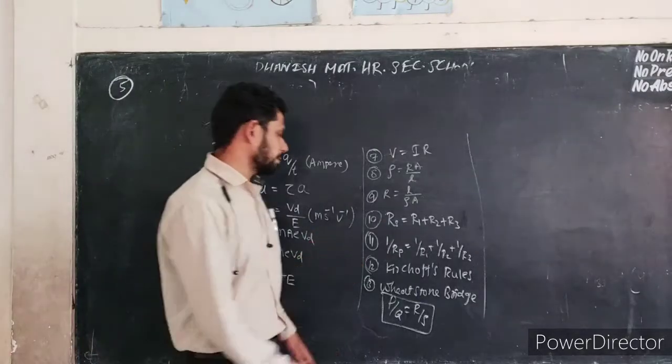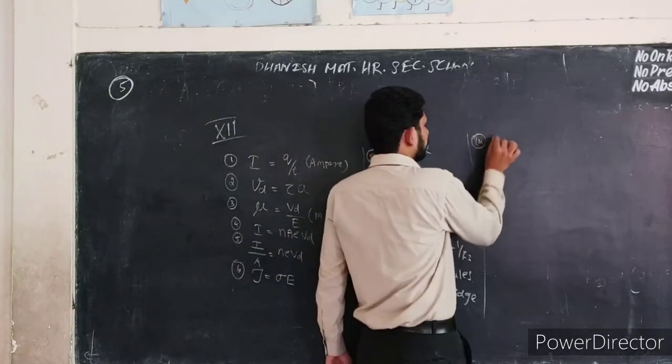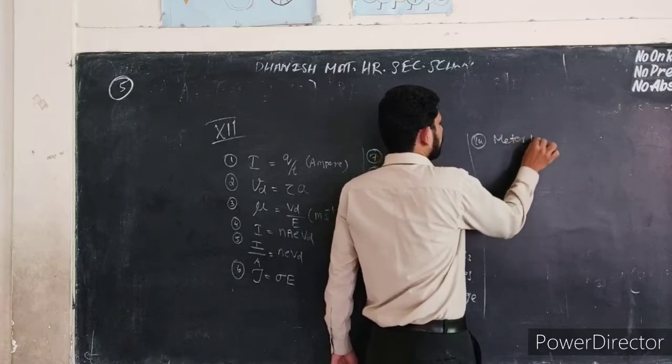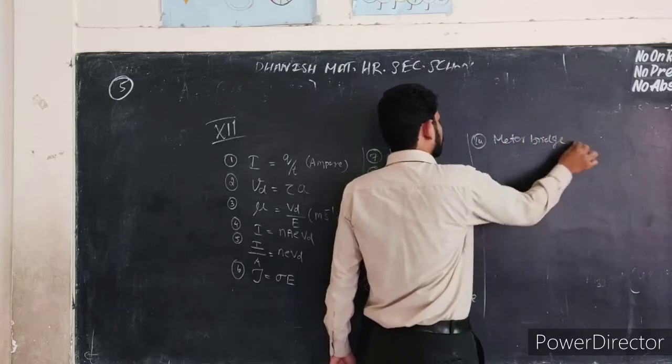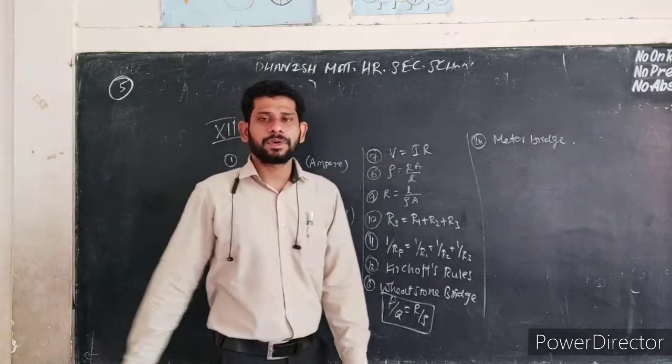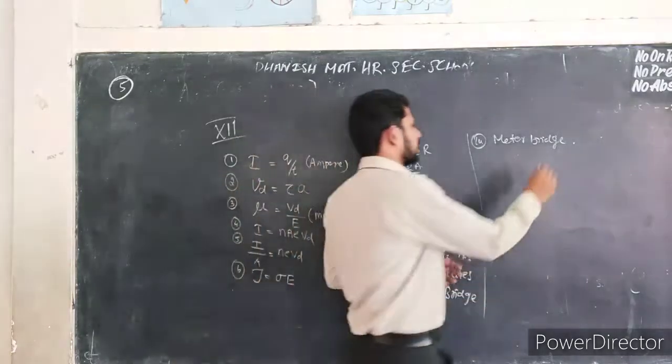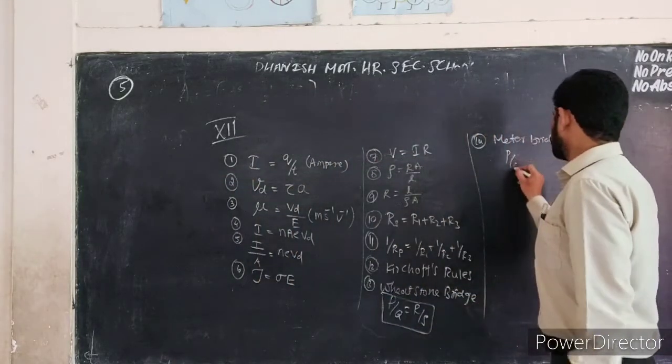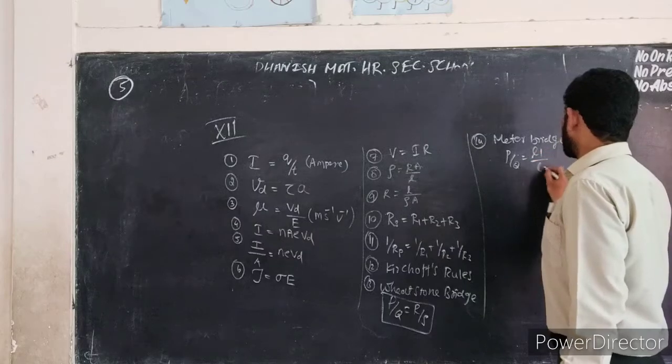The next one is meter bridge. Based on this also we find the unknown resistance. Based on the length we can find P by Q is equal to L1 by L2.